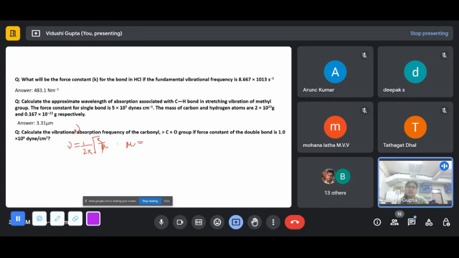Just tell me the value of mu. K is given, mu you have to calculate, by multiplying the masses and dividing by the sum of the masses. Just solve firstly for the value of mu, then substitute the value of mu in this and calculate the frequency. It's carbon and oxygen, CO.